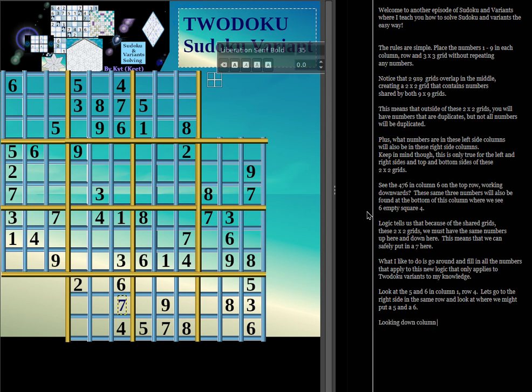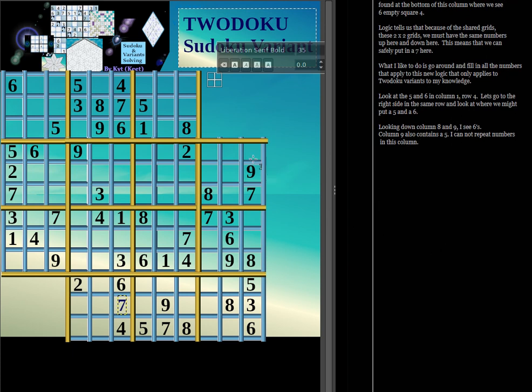Looking down column 8 and 9, I see 6's. Column 9 also contains a 5. I cannot repeat numbers in this column. I know that column 9 will not take a 5 or a 6, and that column 8 cannot take a 6. Thus, I put the 6 in column 7 and the 5 in column 8.